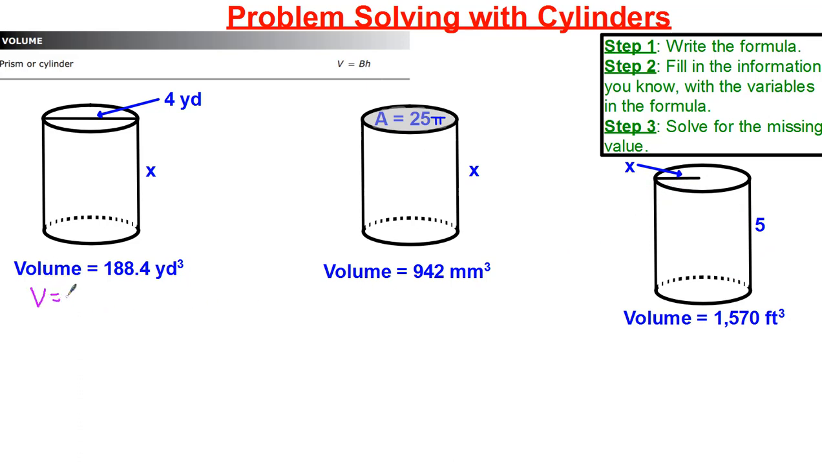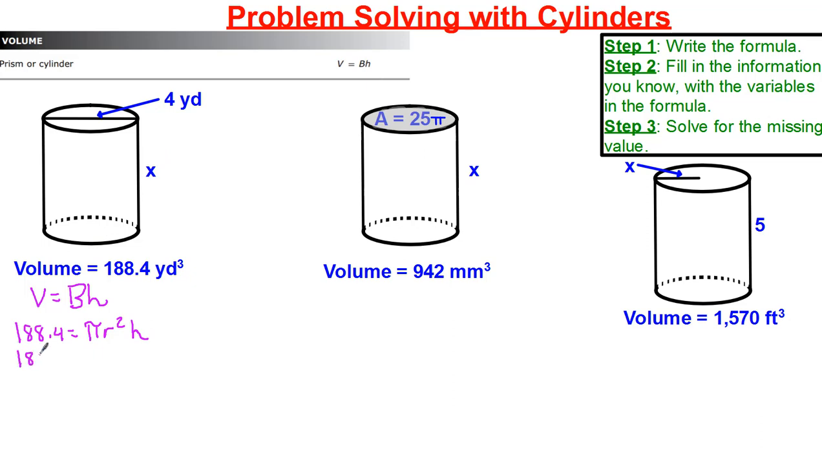The first thing, of course, volume is equal to base times height. Always write that first, right? Write what you know. So, I know that the volume is 188.4. How do I know that? It tells me. Now, my base, I could look here and I could tell that it's a circle. So, base is going to be pi r squared, and then this is going to be multiplied by the height. The height is x. I don't know what that is yet.